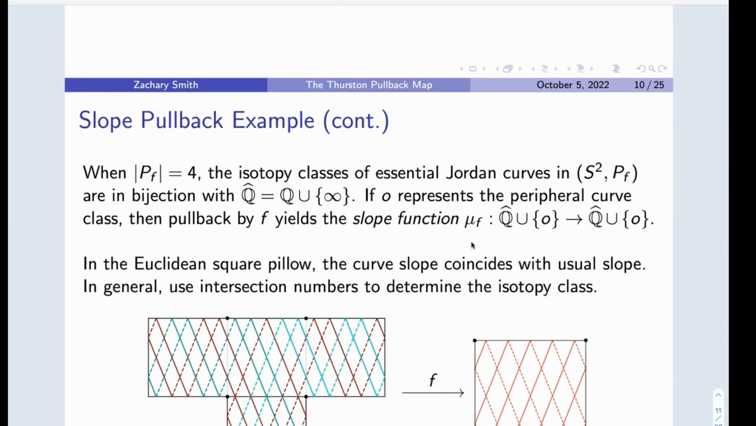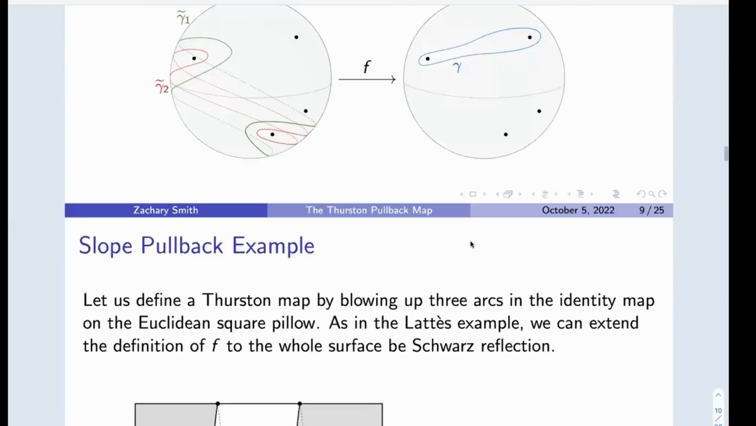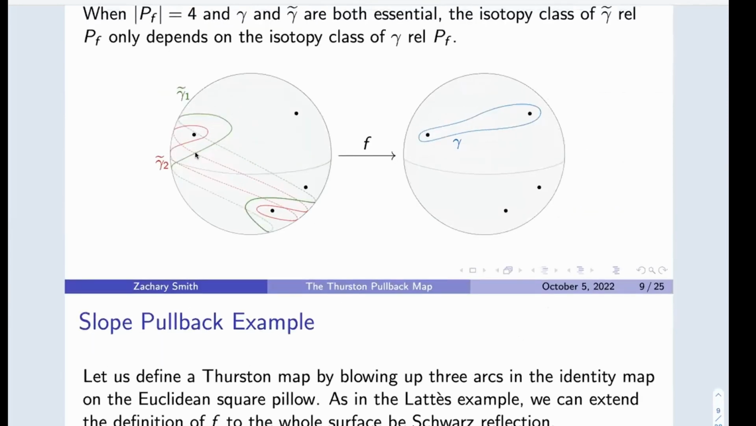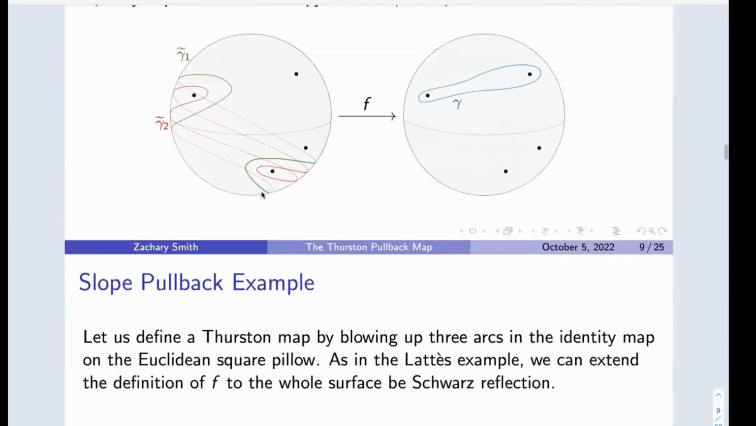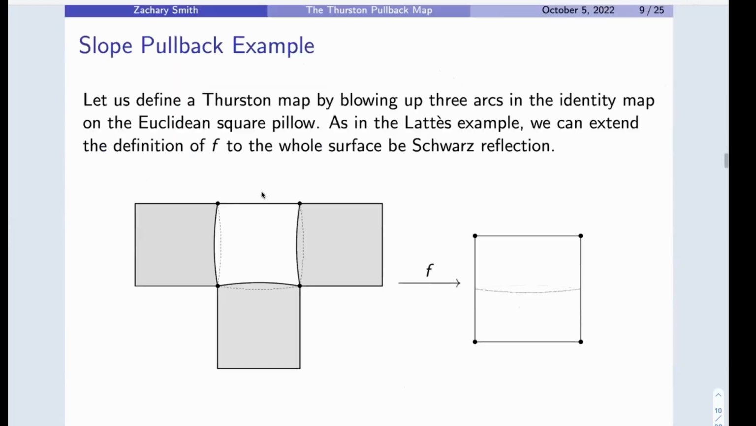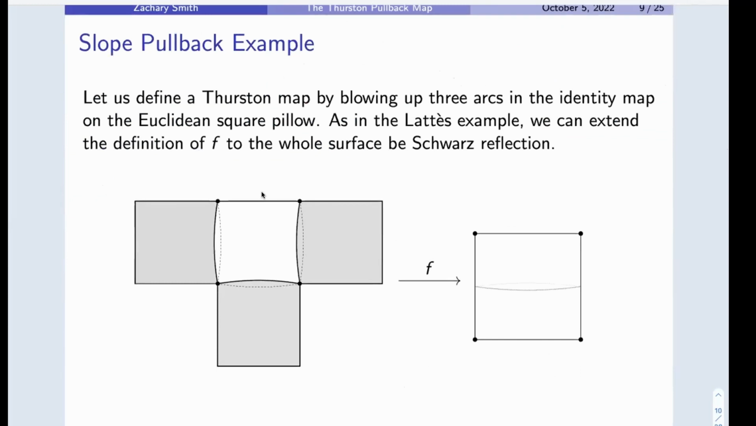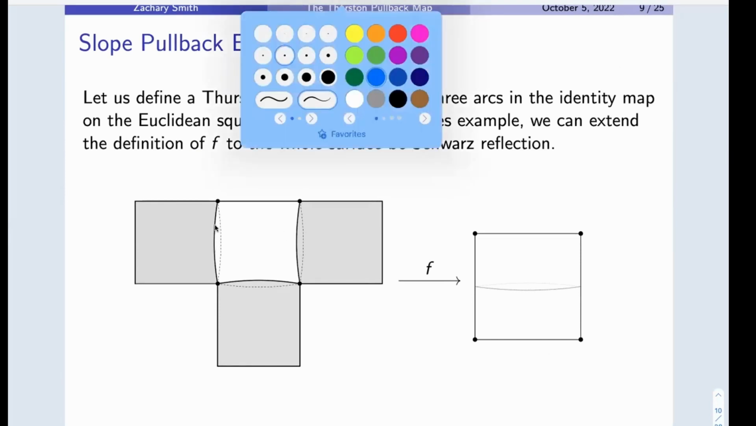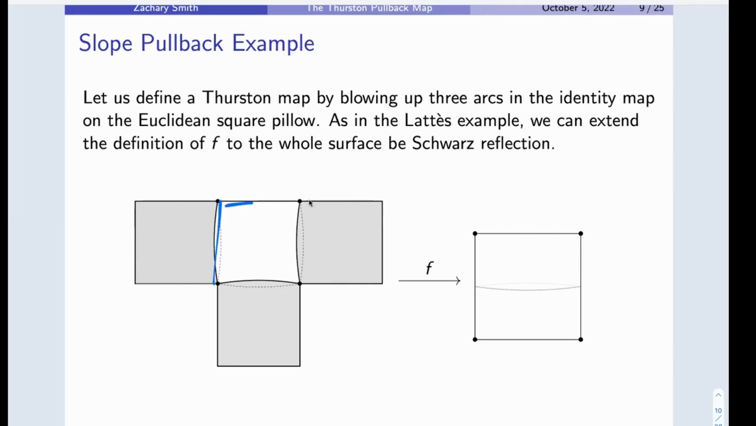So that's going to be the slope pullback function. It's going to send a rational equivalence class to the rational equivalence class corresponding to the pullback under the Thurston map. So let's look at this in a very specific example, something somewhat similar to our lattice example from earlier. What we have here is a map where we start off in the same way, with the identity on this Euclidean square pillow.